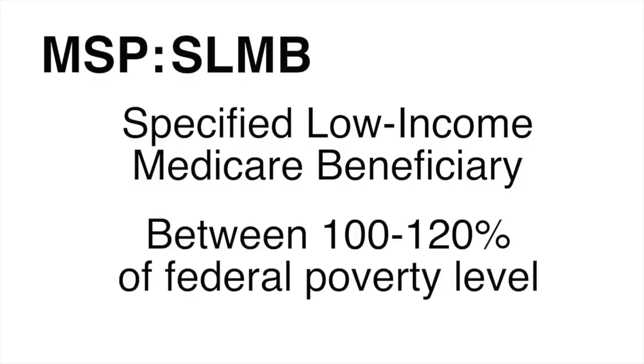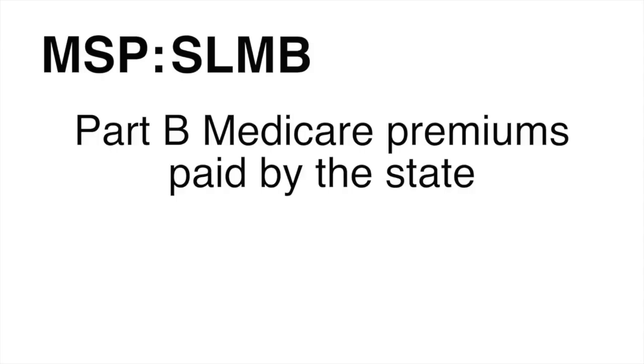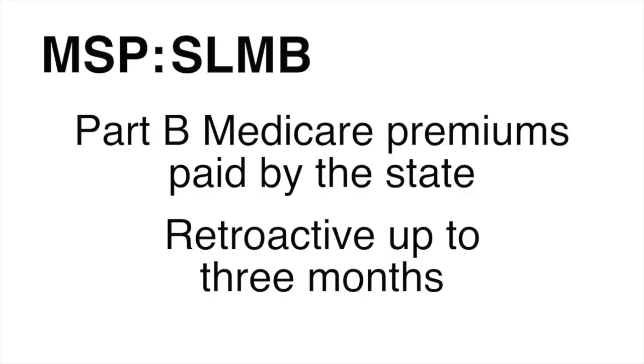This is for individuals between 100 and 120% of the federal poverty level. For individuals with SLMB, the state pays for the Part B Medicare premium. SLMB can be retroactive up to 3 months, so that's a benefit for the individual. QMB cannot be retroactive as it is based on the date of application.